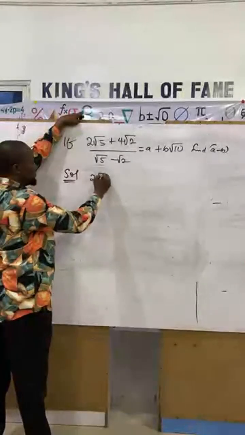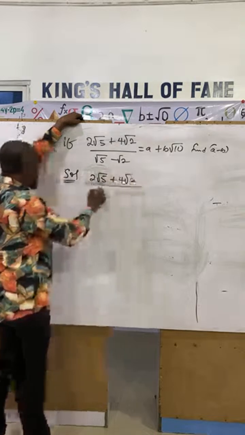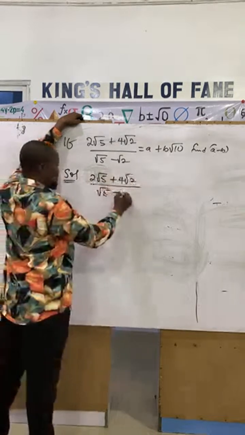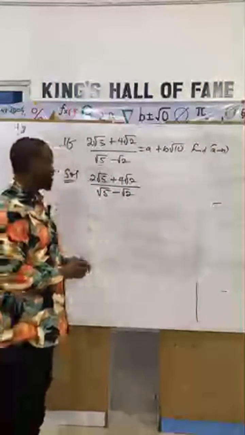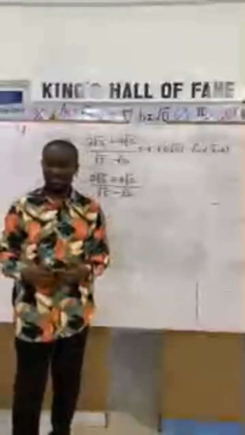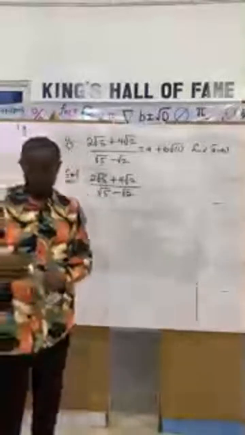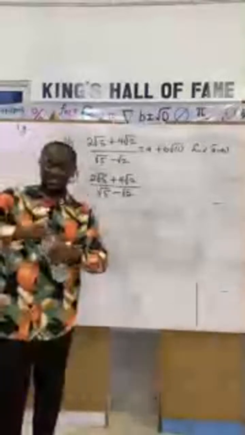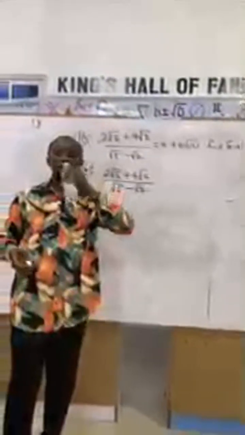This is 5 plus 4 root 2 divided by root 5 minus root 2. Now what do we do here? We rationalize. What do I say? Rationalize.